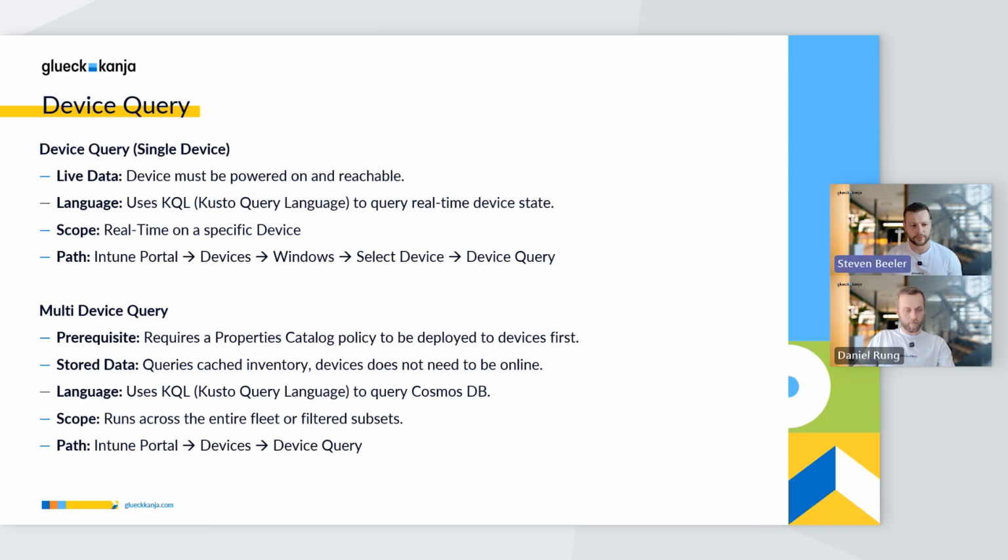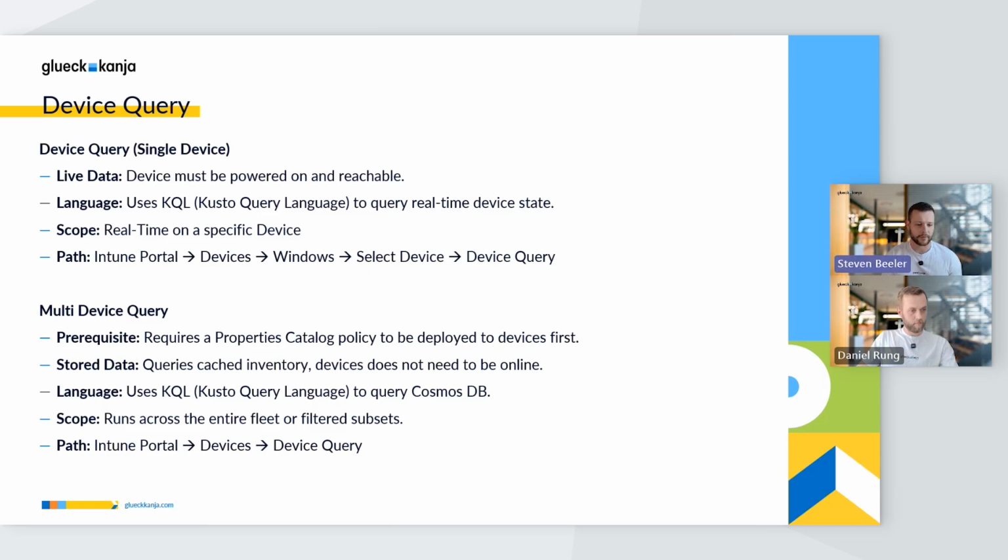So how does this compare to multi-device query? Since with multi-device query, you can query devices across your whole environment, this won't work with live data anymore. How this works is, once it is enabled, Microsoft builds a Cosmos database in the background. So no need for you to do anything. This is all done automatically in the background. And then the data of advanced analytics is fed onto the Cosmos database.